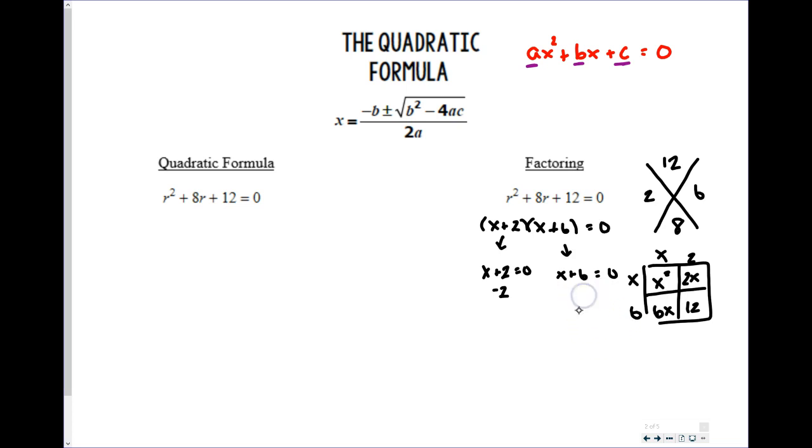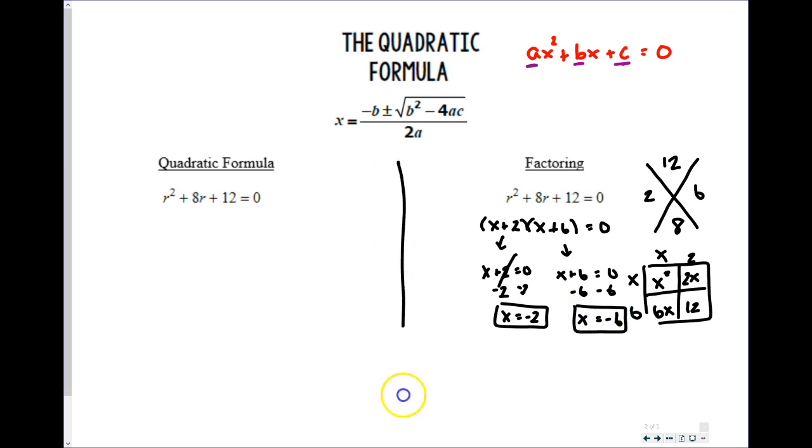Wow, guys, I'm really struggling here. Sorry. Okay, minus 6 minus 6. So I get x equals negative 2. And I get x equals negative 6. Okay, so that's the factoring method.